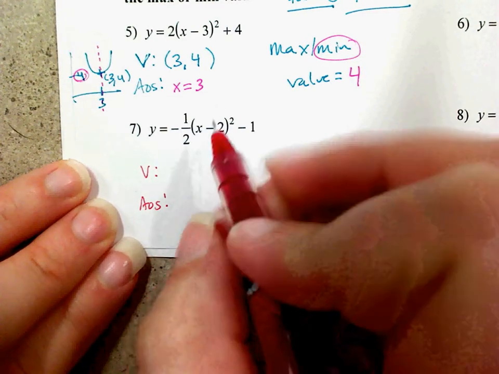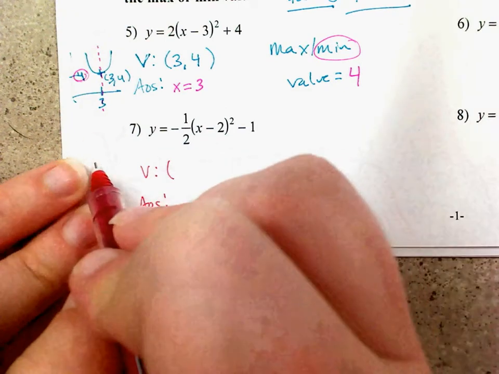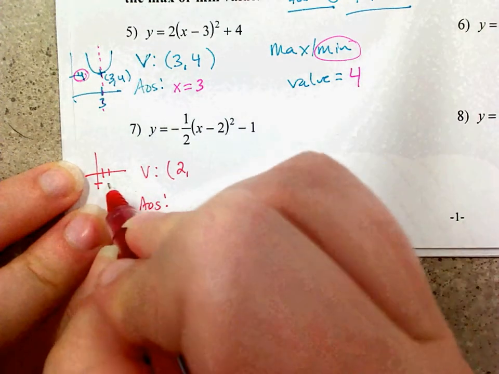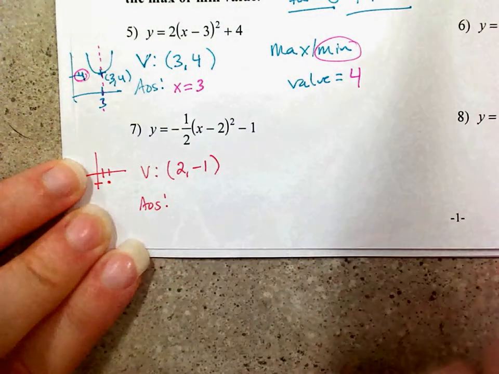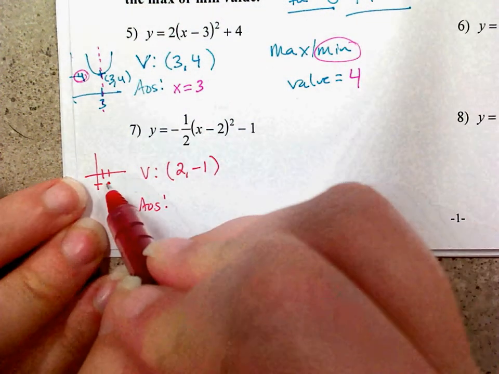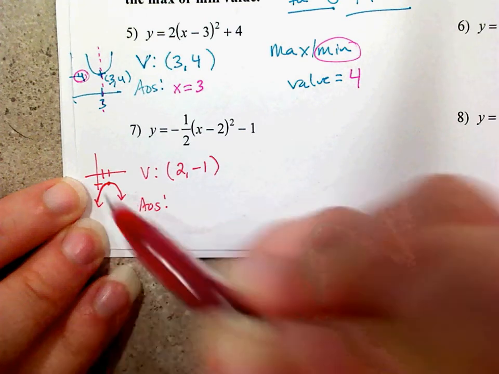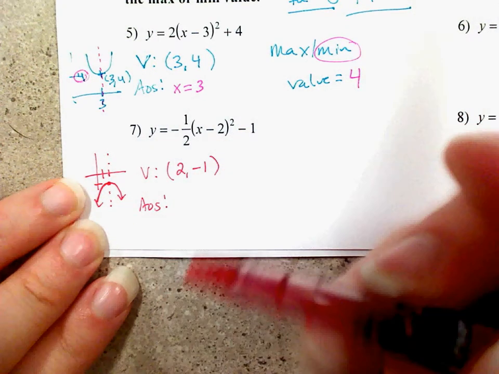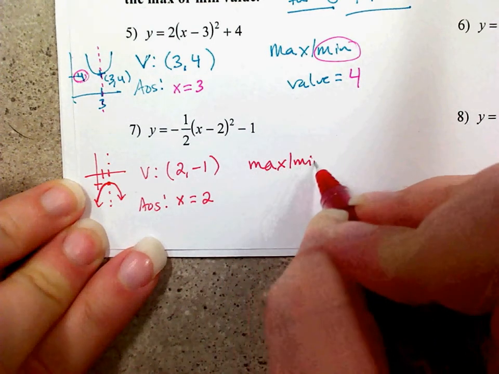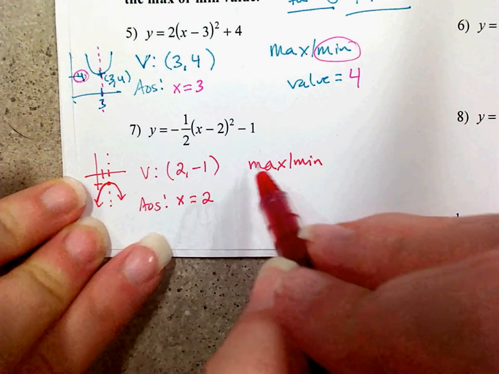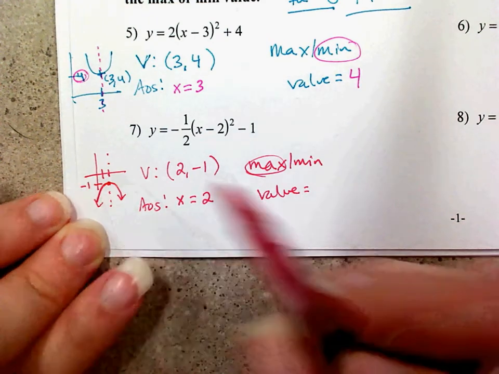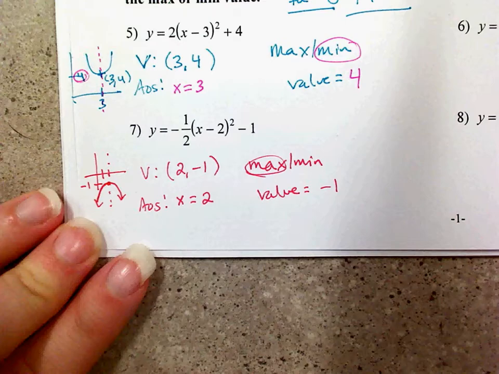Okay, so since it's negative, we're going to the right 2. And then minus 1, so down 1. Okay. Is this open up or open down? That's a negative, so it opens down. So I can draw a quick little sketch, and I know that my axis of symmetry is x equals 2. Is this a max or is it a min? It's a maximum because it has a highest point. And what is the maximum value? -1 is the highest it goes. Okay? Good.